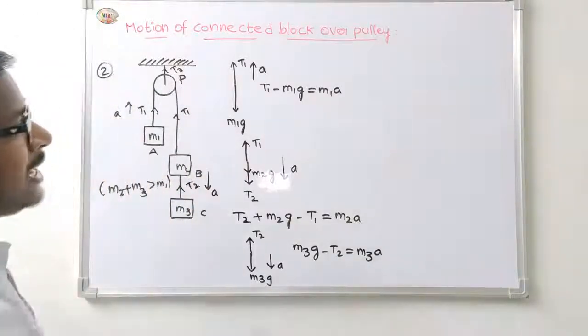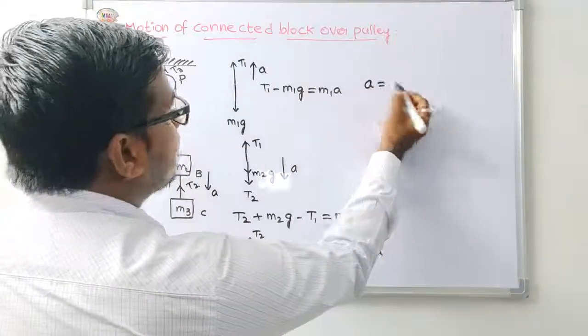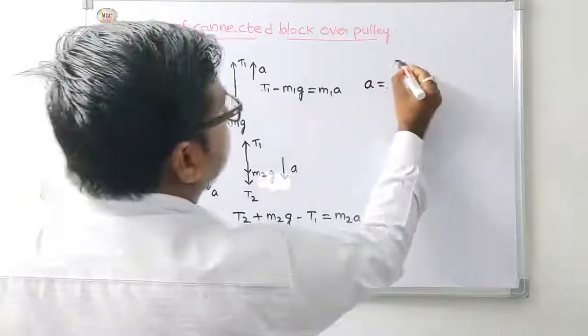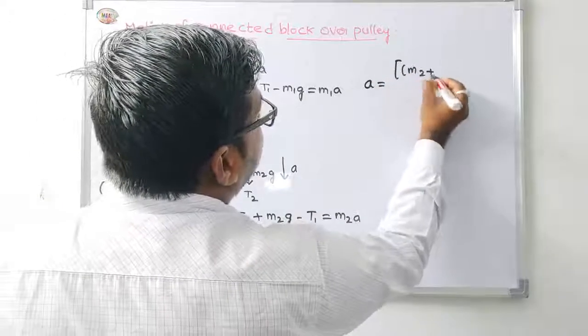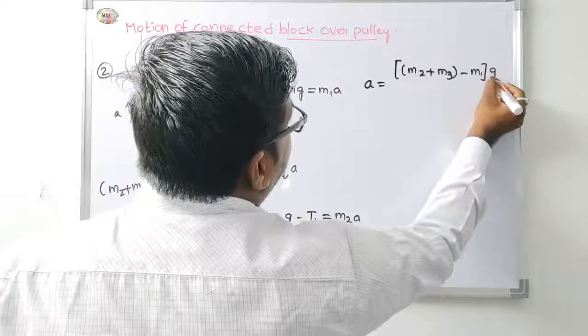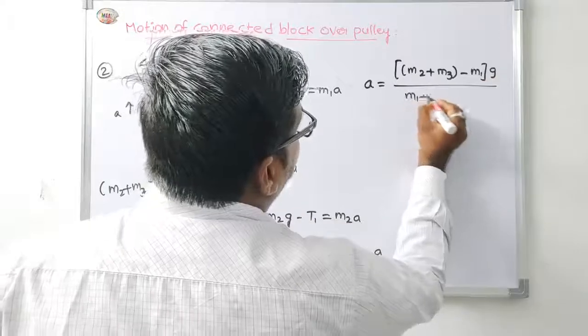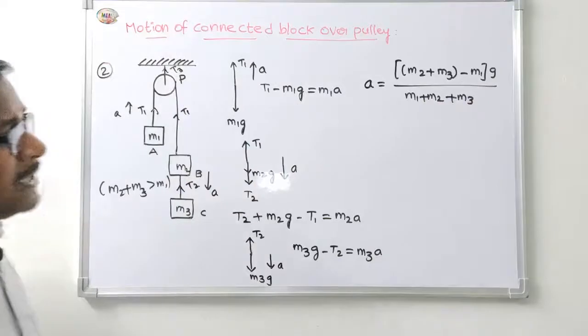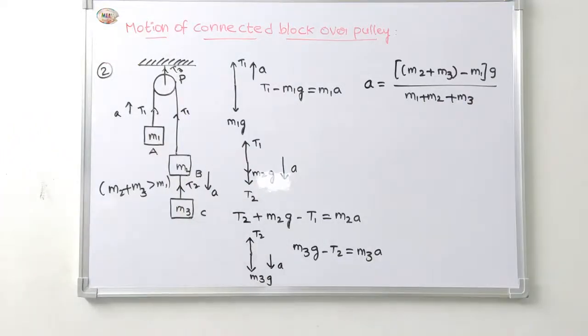Okay, then find out acceleration. The acceleration is equal to force by mass. In this one, the force is m2 plus m3 minus m1, into g, by m1 plus m2 plus m3.